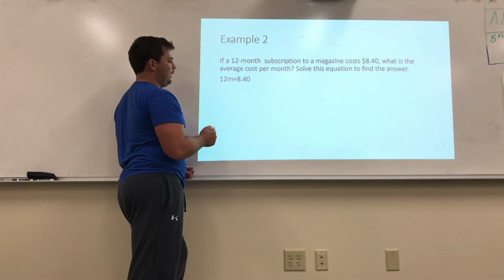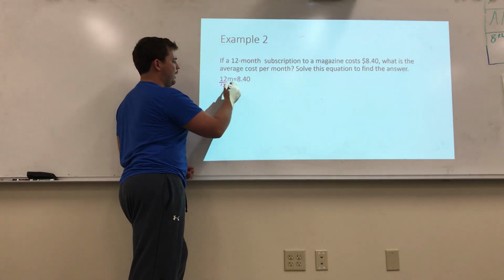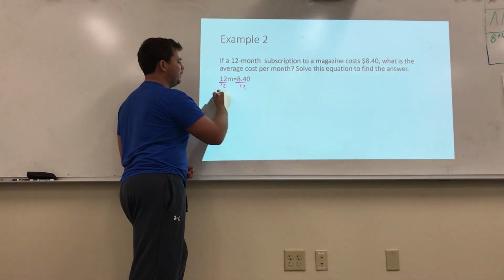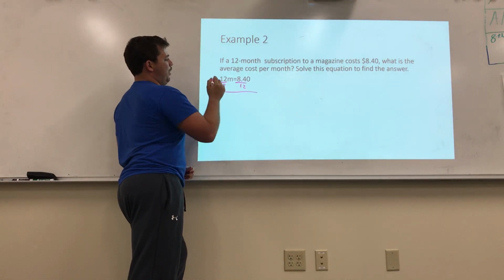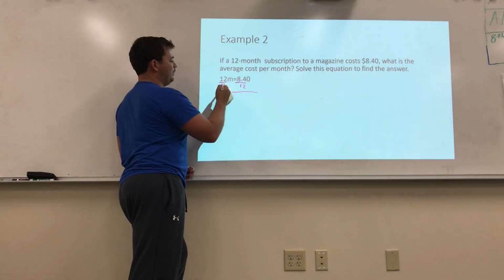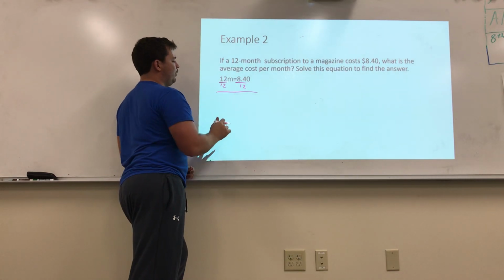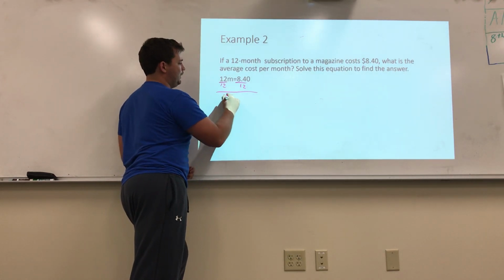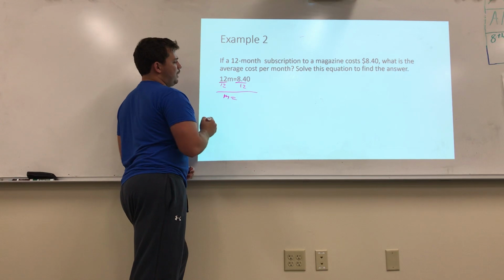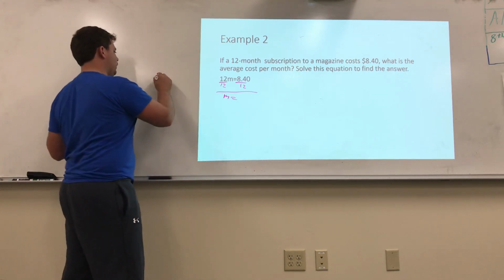Remember what we have to do. So we have to divide both sides by 12 because we want to get m by itself. When we divide this side by 12, what we do to one side, we must do to the other. So we get m equals, I believe, 84.